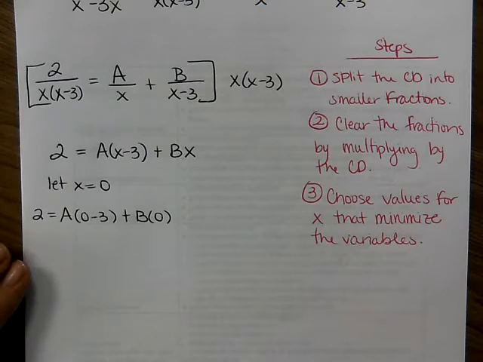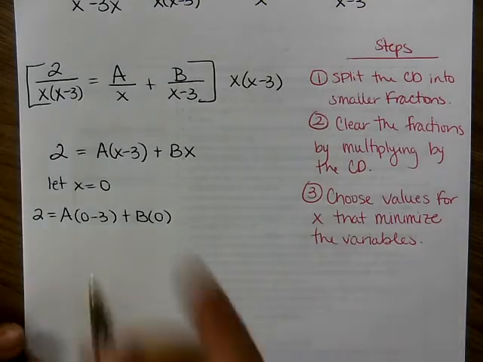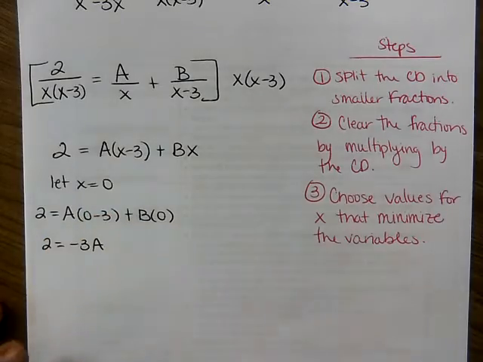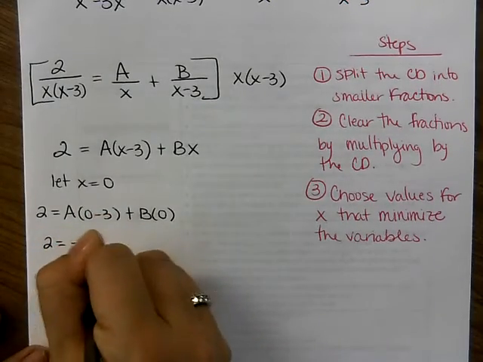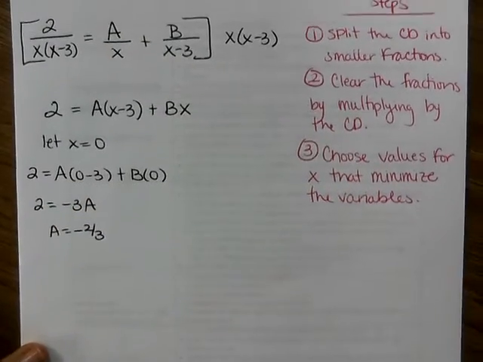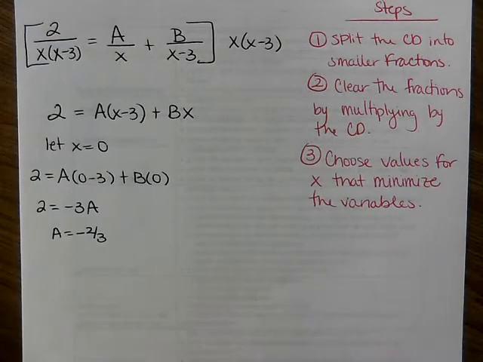I know that a lot of this you can do in your head, but I want you to make sure that you show me this step, okay? Because these require a lot of work. And in order for me to give you partial credit, I need to see what your thinking was, okay? So I need you to show me this. So now we get 2 equals negative 3a, and our b goes away. So doesn't that mean that a equals negative 2/3? Okay, so now we know a.